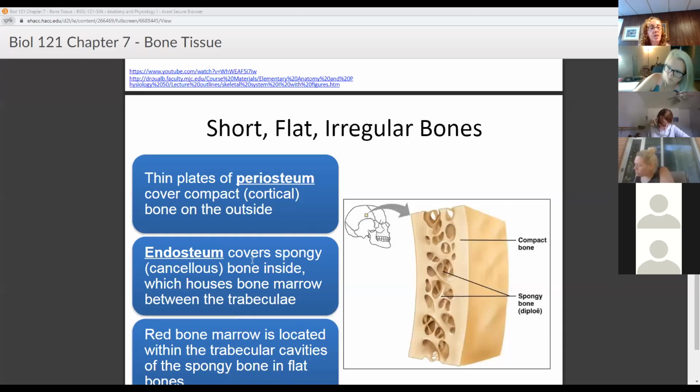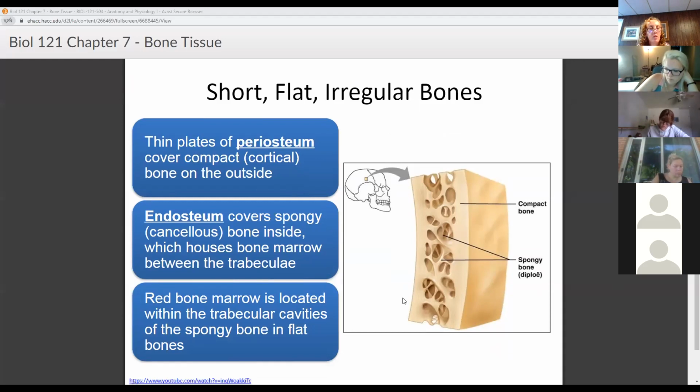Endosteum, endo meaning the internal surface, osteum, so this is the inner layer that covers the internal bone. Red bone marrow is found in the internal surfaces of the bone, in the internal cavities. So all bone, not just flat bone, but all bone contains an outer surface of compact bone and then an inner spongy bone or cancellous bone.